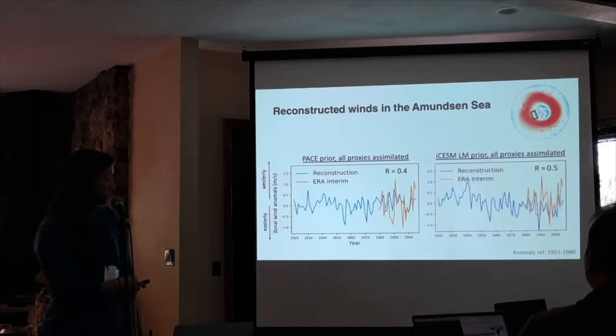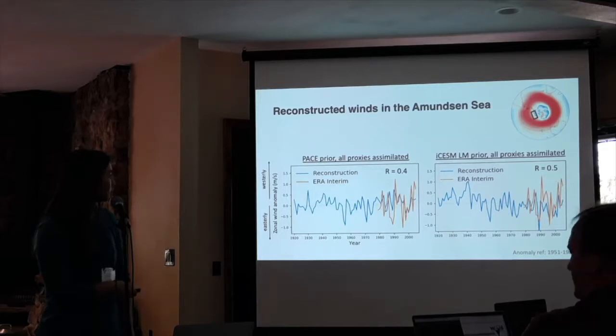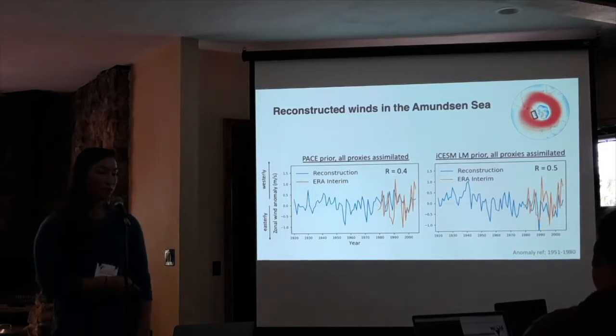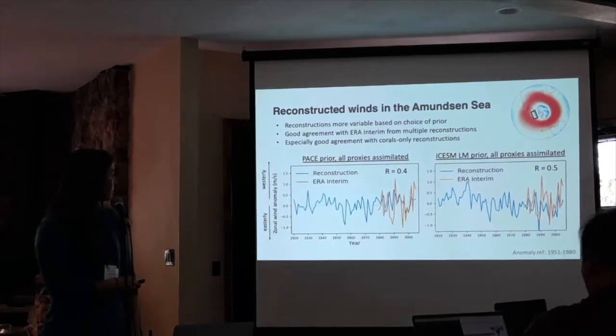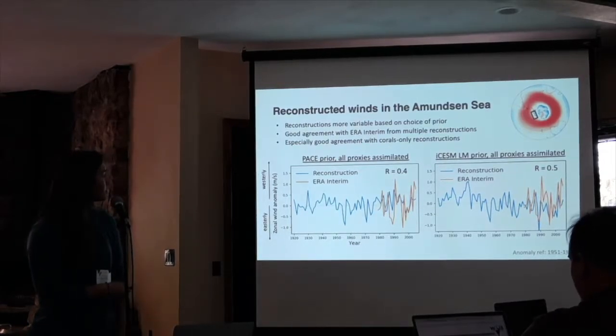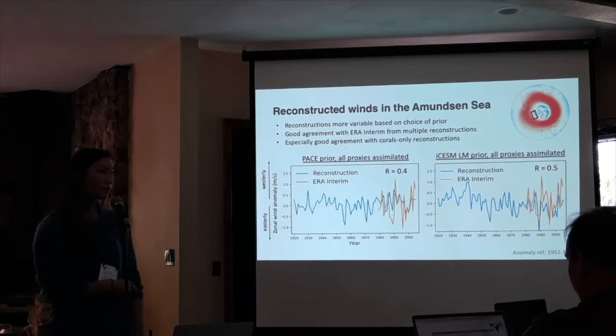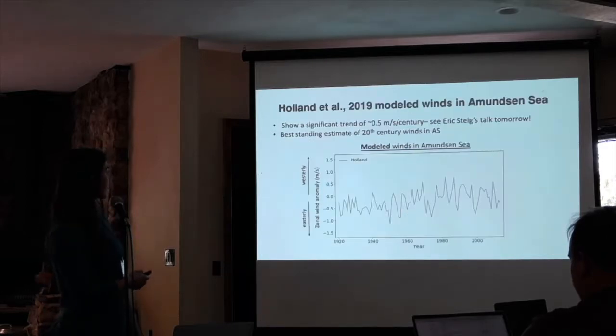Just to see how it does with another prior, this is with ICSM last millennium as the prior. We again see very good correlations, but a few differences in the trends and amplitudes. So we get a little bit more variable reconstructions with different priors here. Something interesting that I found is that if I do these reconstructions and just assimilate the corals, these correlations with the ERA interim improve even more. So the corals are doing very well at reconstructing winds in this region.